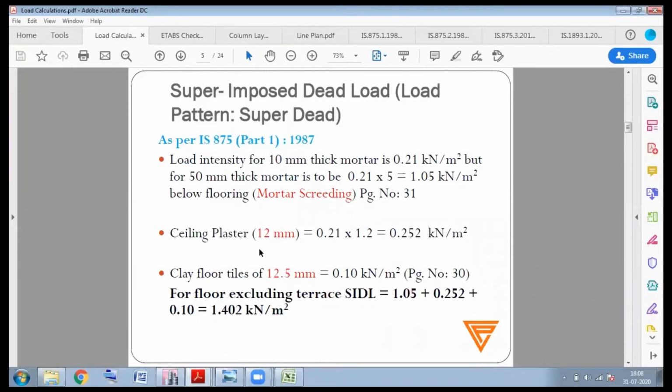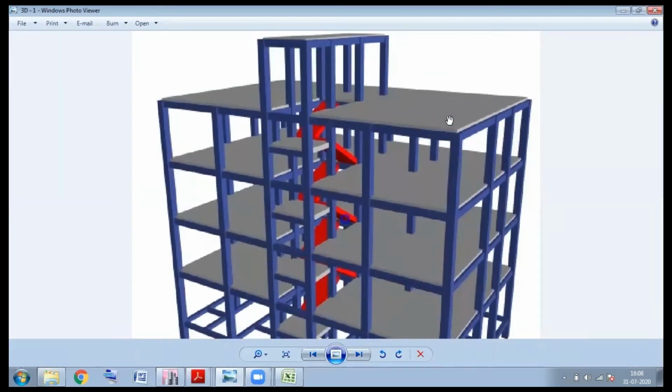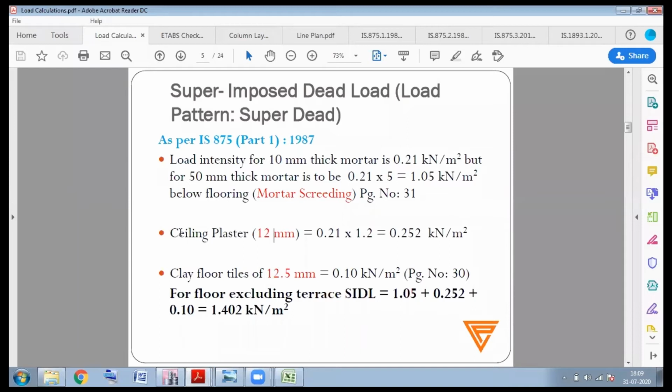And then ceiling plastering. Sir, why are we going with ceiling plastering? Because if we consider a slab and we are calculating the dead load for a slab, the slab has two surfaces, one the top surface and another the bottom surface. On the top surface, we go with the flooring and mortar plastering and all. And at the bottom, we have the ceiling plastering. So I'm calculating the ceiling plastering of a slab for a thickness of 12 mm. We already know for 10 mm thickness, the load intensity is 0.21 as per the code provision. So multiplying the value with 1.2 for the 12 mm, that is equal to 0.252 kilonewton per meter square.